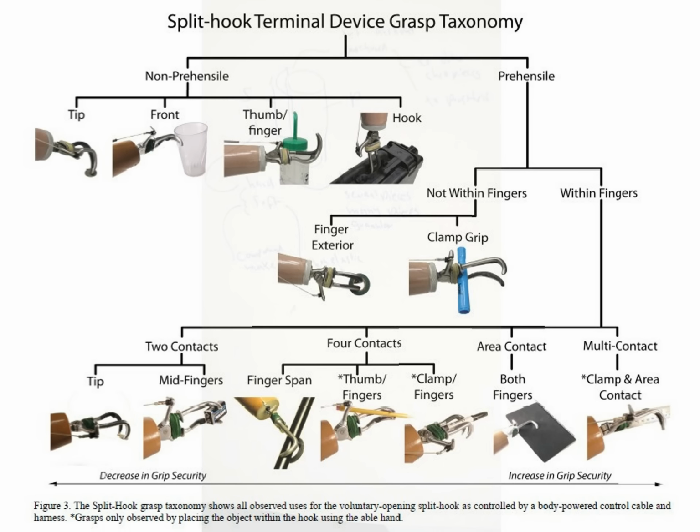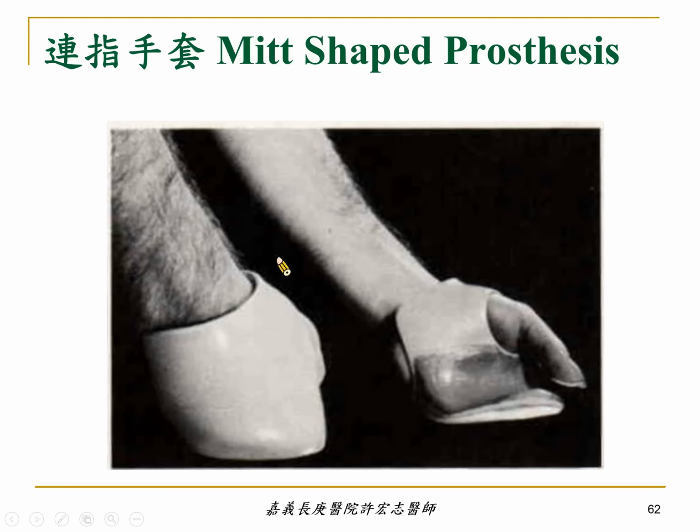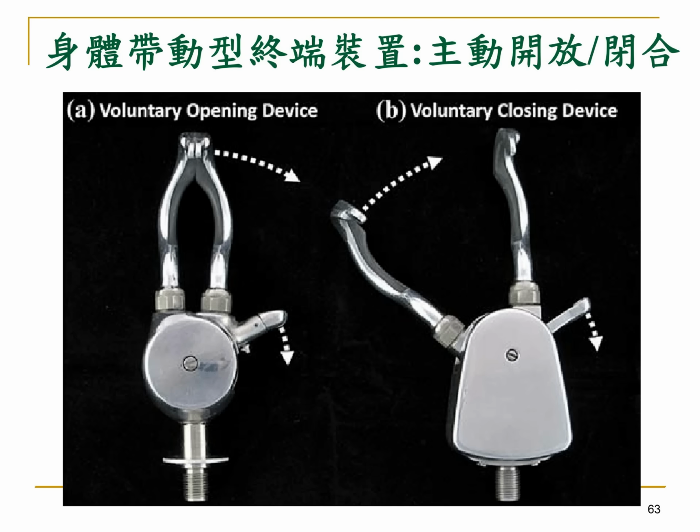This is what we do for the terminal device. Some persons have to use a bar or stick to do something like farming in the field. You can use the mid-shape prosthesis, and the terminal device can be powered by the body. We call them body-powered terminal devices.